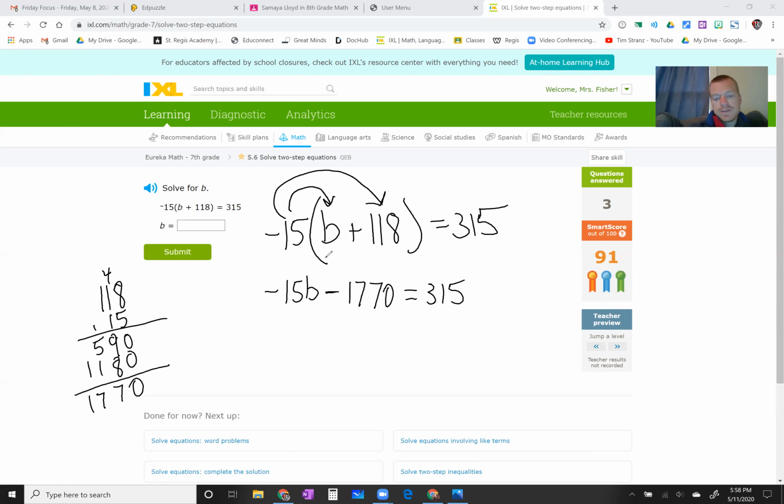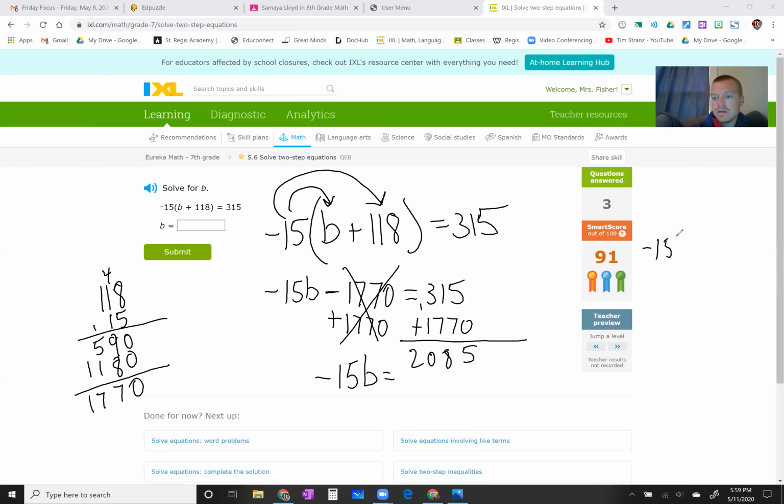Got to get B all by itself, so we need to do the opposite of this negative 1770. We need to add 1770, which means I need to add 1770. These cancel out. I am left with negative 15B equals, if I add these together, you get 5, 8, 10, 2085. Okay, so I'm going to rewrite it over here. You got negative 15B equals 2085.